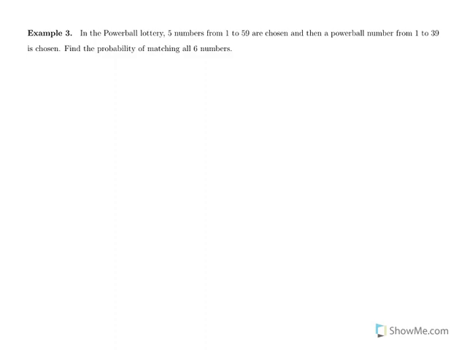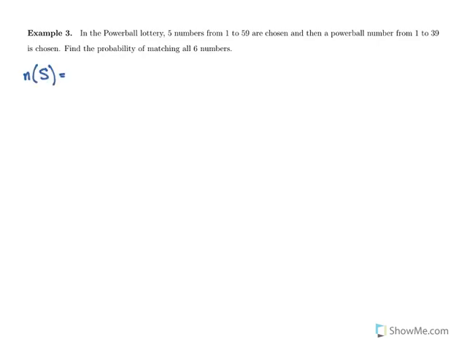Let's do another lottery problem. Here we're going to talk about the Powerball lottery. 5 numbers from 1 to 59 are chosen, and then a Powerball number from 1 to 39 is chosen. Find the probability of matching all 6 numbers. So let's start with our sample space.